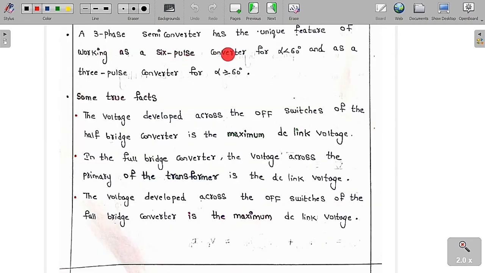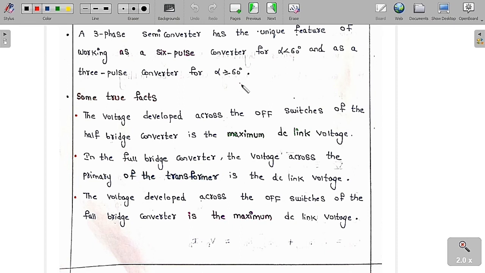A three-phase semiconverter has the unique feature of working as a 6-pulse converter for alpha less than 60 and as a 3-pulse converter for alpha greater than or equal to 60. So this is an important point that you always have to remember.